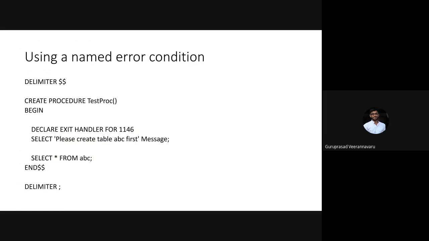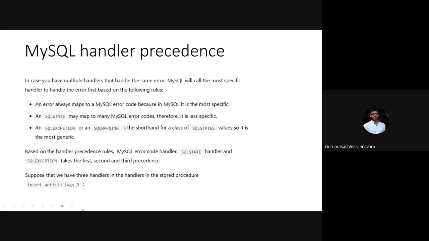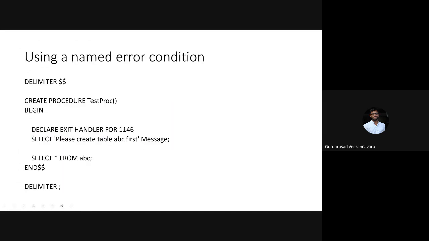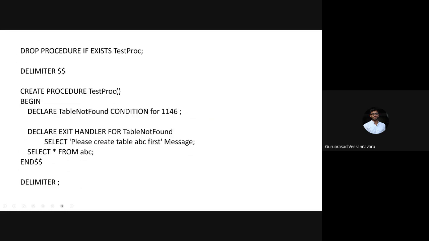You can also create your own name for them. Here, if you see, we have declared an error handler for 1146 saying please create table ABC first. But let's say I want to create my own name for this kind of error. That is possible. So for this error, for table not found, I want to name this 1146 as table not found. So whenever this 1146 error is happening, it is mapped to table not found.